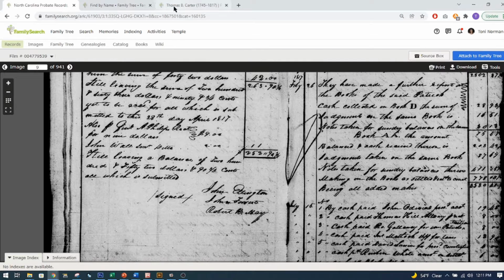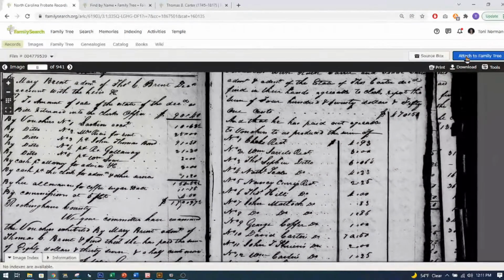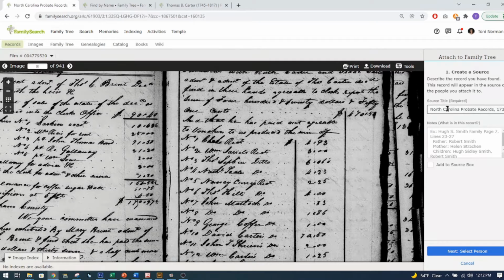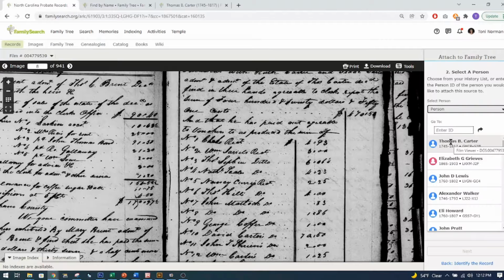I'm not going to change it because it's not my family, but I'm going to go back over here and I'm going to attach this. So we can just type in here settlement of estate of Thomas Carter. And we can put in April 1817. And then we select the person, and he'll probably come up, yep, because I had just looked at his account.